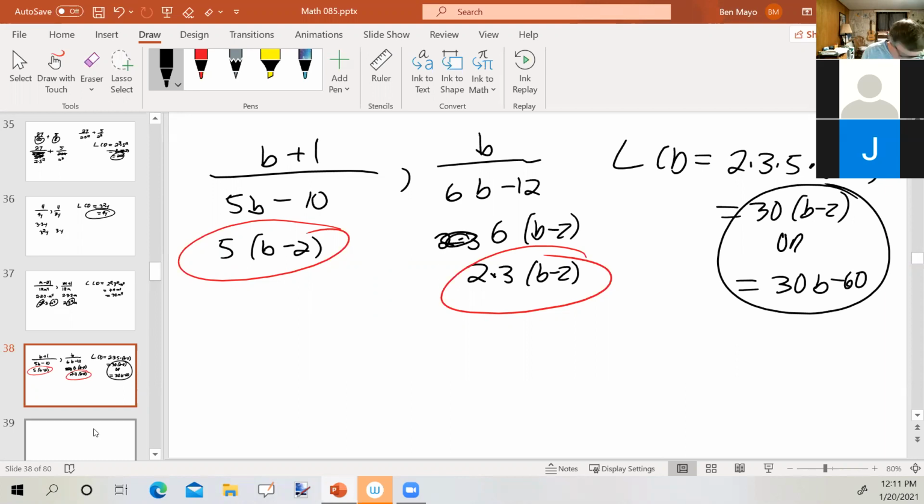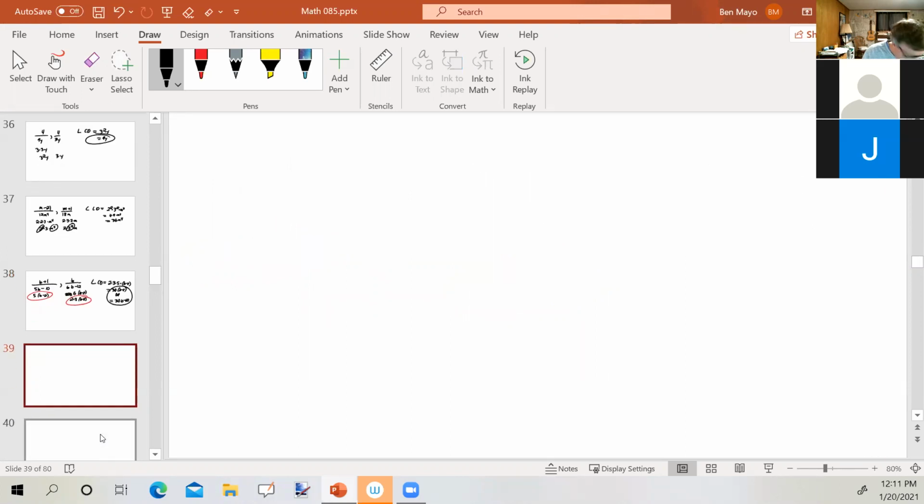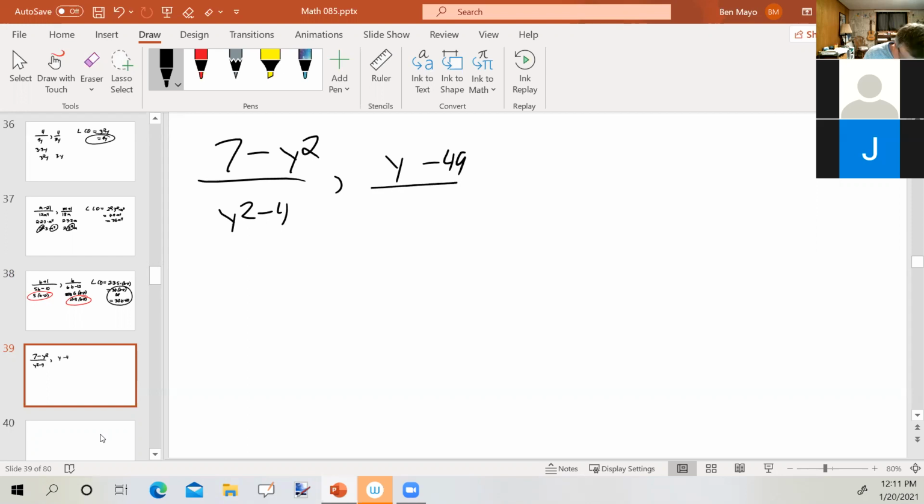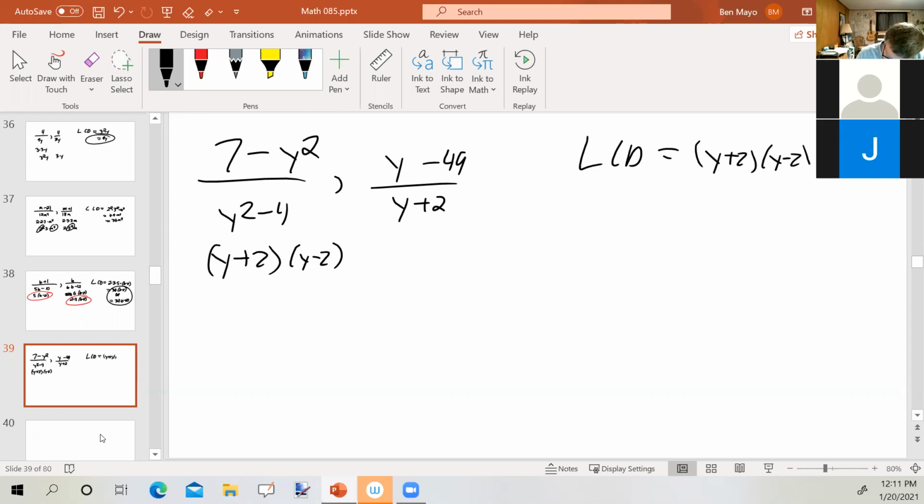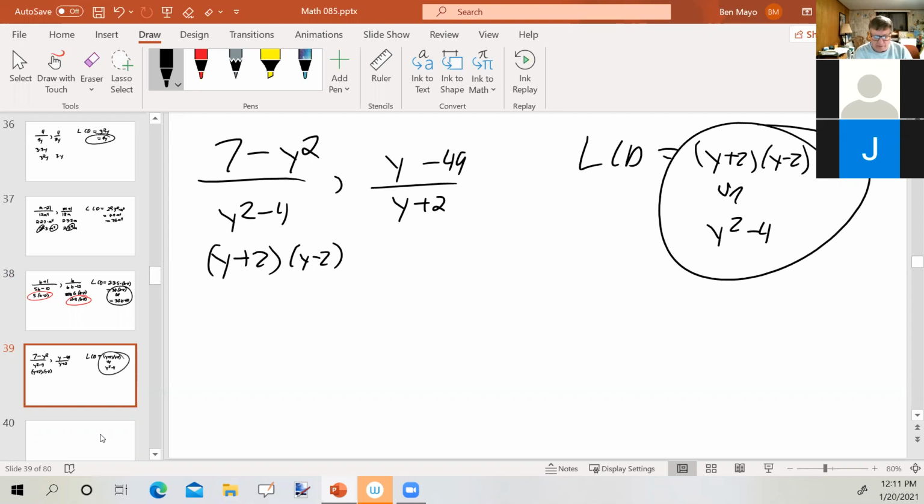Okay, let's take a look at this one. 7 minus y squared over y squared minus 4, y minus 49 over y plus 2. Factoring the first denominator, this is y plus 2 times y minus 2. The second denominator is already factored. So my least common denominator, I'm going to need a y plus 2 and a y minus 2. Or I could write it as y squared minus 4. So either of those would be the least common denominator. Okay with that?